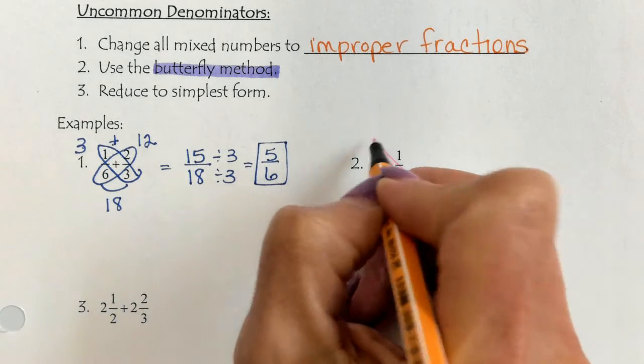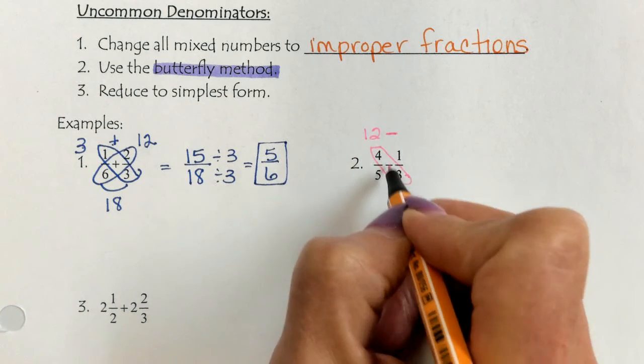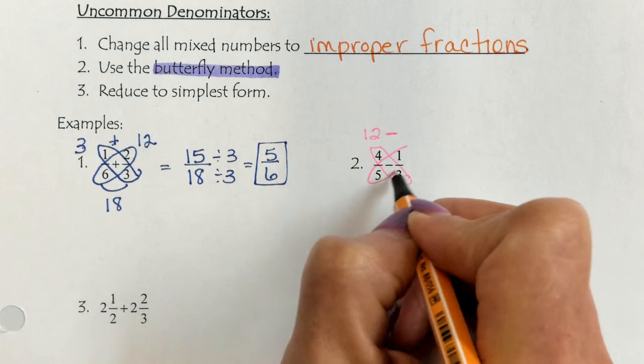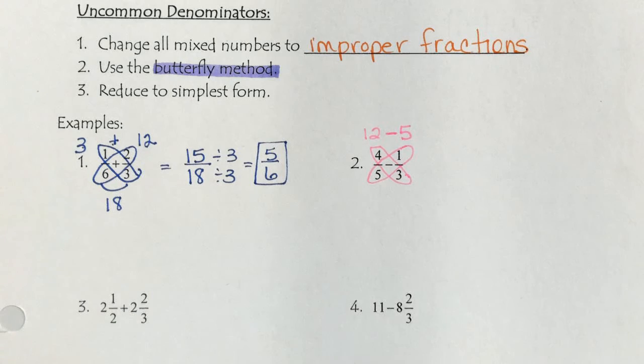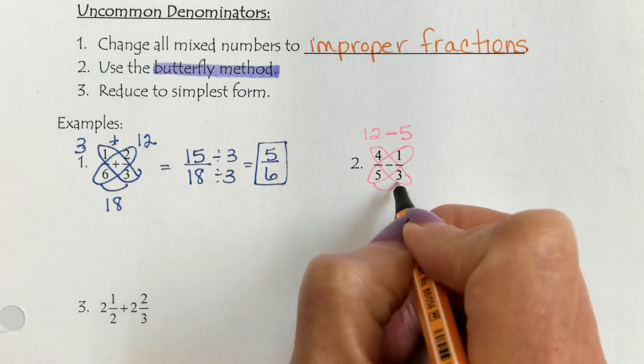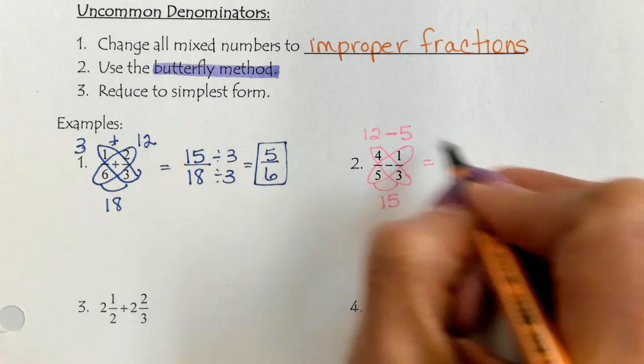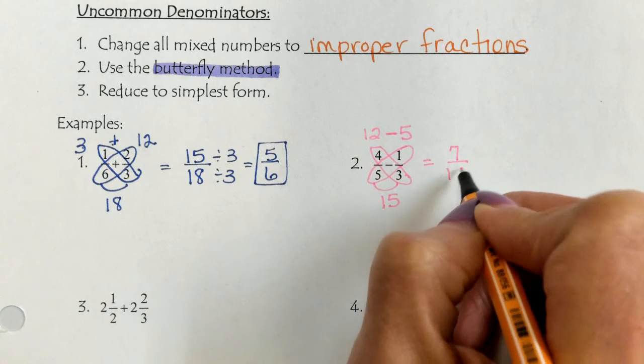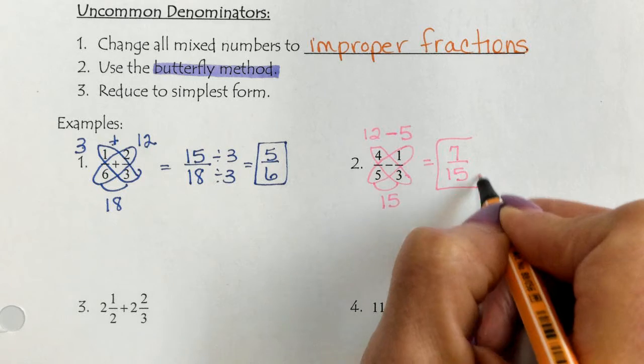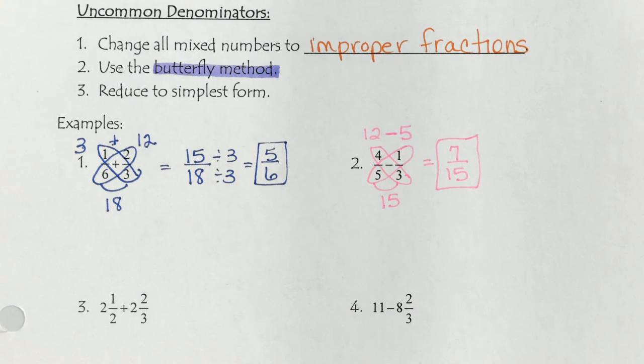4 times 3 is 12. Bring your subtraction sign up. 5 times 1 is 5. Multiply the two denominators together. 5 times 3 is 15. 12 minus 5 is 7. Bring over that 15. 7/15 cannot be reduced. Therefore, you are done.